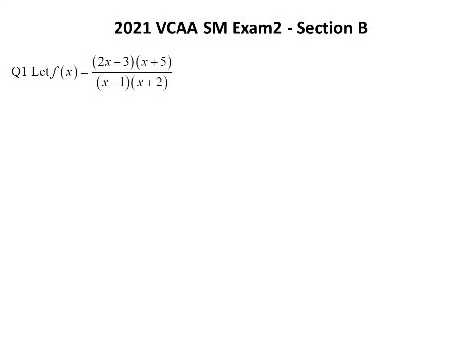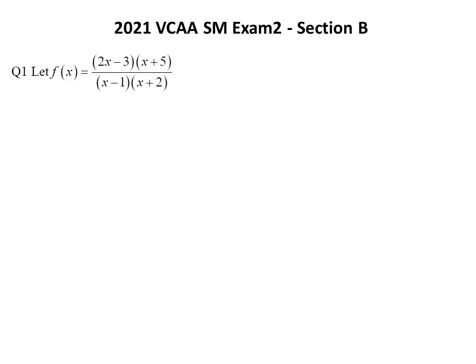Welcome to this VCAA Specialist Math exam paper series. This is section B of 2021 exam 2 paper. There are a total of 6 extended response questions in section B. In this video, we will present the first question in section B.